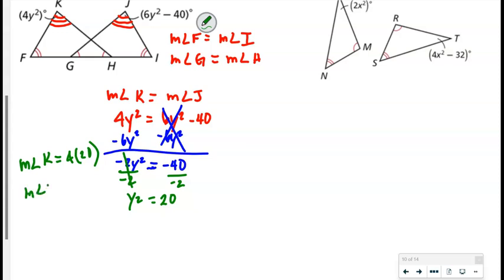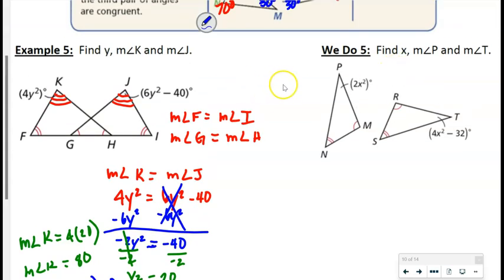So the measure of angle K is equal to 80, which means that should be the measure of angle J as well, right? Okay, so the measure of angle J is going to be equal to 6 times 20. That'd be 120 minus 40, which is also 80 degrees. Okay? All right.